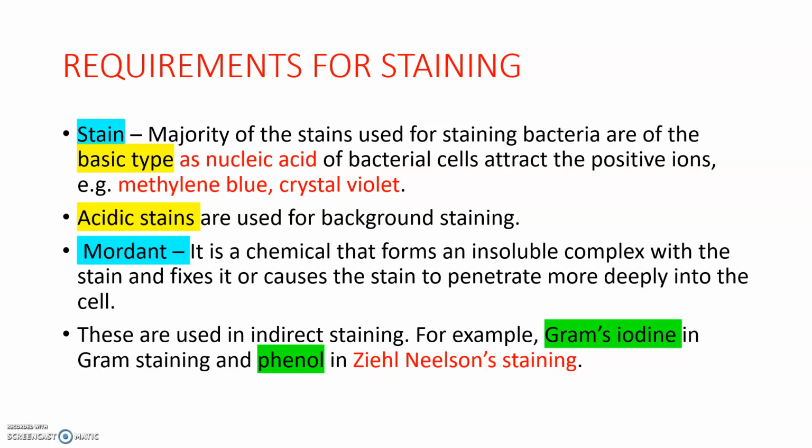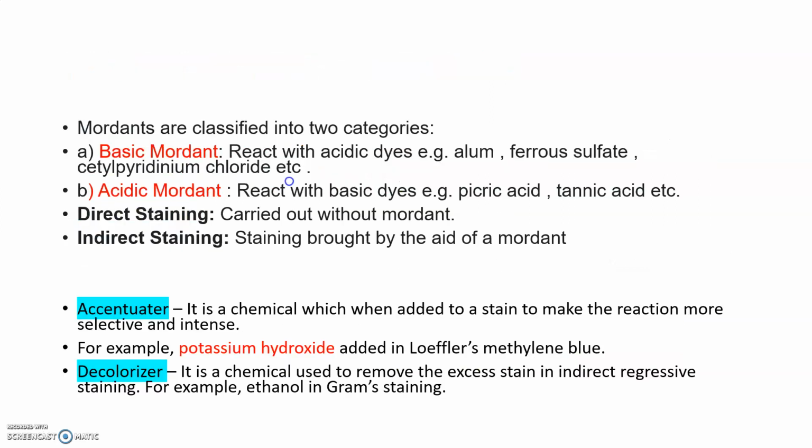These are used in indirect staining. For example, gram iodine is used as a mordant in gram staining. Phenol is used as a mordant in Ziehl-Neelsen staining. Actually, these mordants are classified into two categories. Those that react with acidic dye, example alum, ferrous sulfate, cetyl pyridinium chloride. And the basic mordants, those that react with basic dyes, example picric acid, tannic acid, etc. And the direct staining methods are those which are carried out without mordant. Indirect staining is the staining brought about by the aid of mordant.